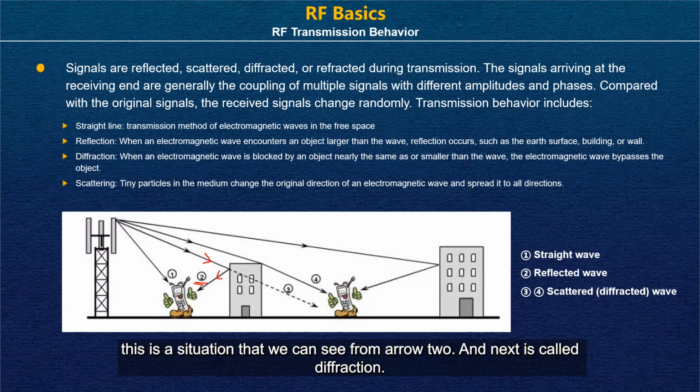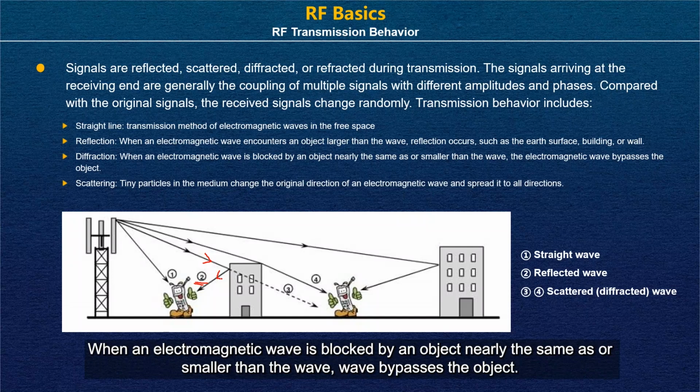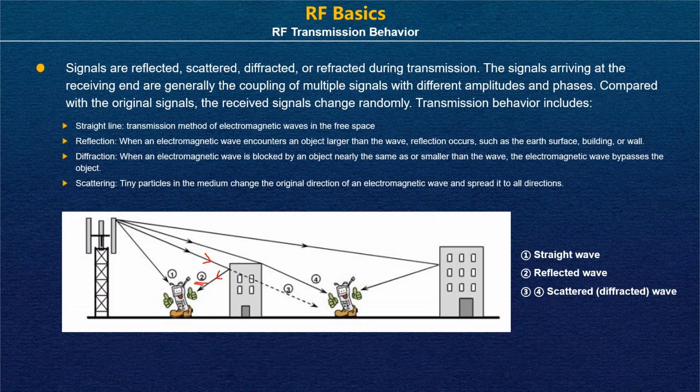And next is called diffraction. When an electromagnetic wave is blocked by an object nearly the same size as or smaller than the wave, the wave bypasses the object.